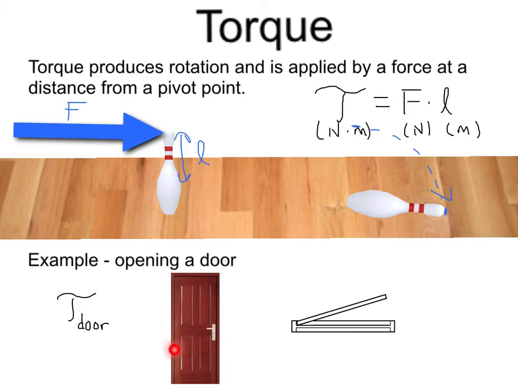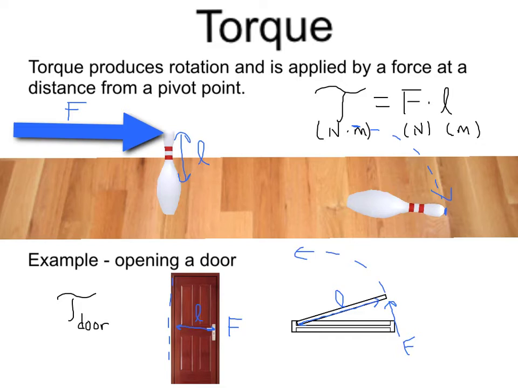The hinge would be considered the pivot point, and the lever arm would be measured from the hinge to where you apply the force. Here you apply the force at a distance away from the hinge, and that door would actually rotate to be opened, as seen here on the right. You would apply a force here at the end of the door, a certain distance away from the hinge, which we would call that lever arm, and as a result, the door is going to rotate to open.